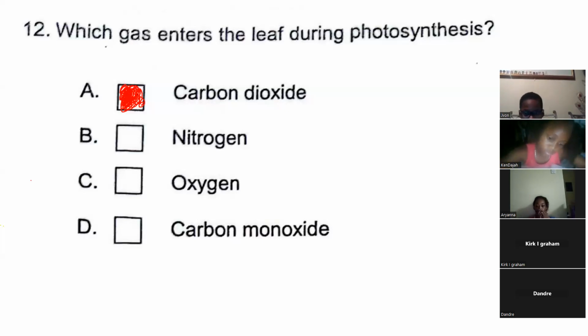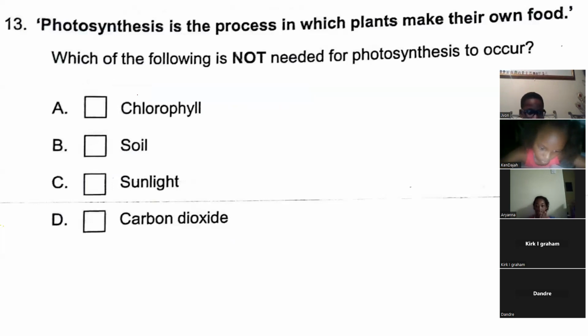All right, go ahead, Javon. Can you read number 13, please? Number 13. Photosynthesis is the process in which plants make their own food. Which of the following is not needed for photosynthesis to occur? A. Chlorophyll. B. Soil. C. Sunlight. D. Carbon dioxide. B. Soil.